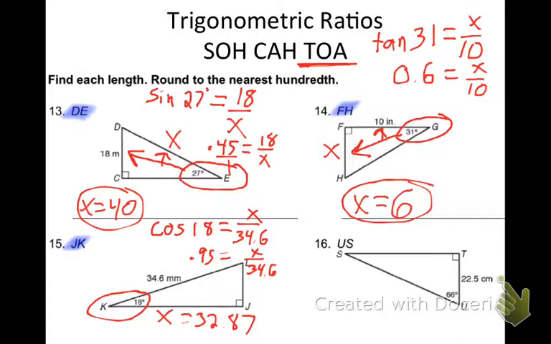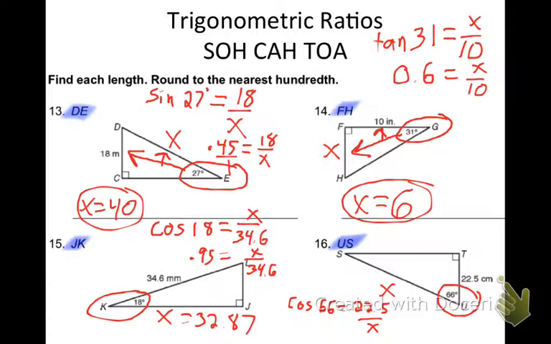Okay. Number 16. I want to find US. Here's US. I know angle U. What trig function am I going to have to use here? I'm going to have to use cosine again. Yeah, that would be the cosine. Let's go over it. The cosine of 66 equals 22.5 over x, the adjacent over the hypotenuse.